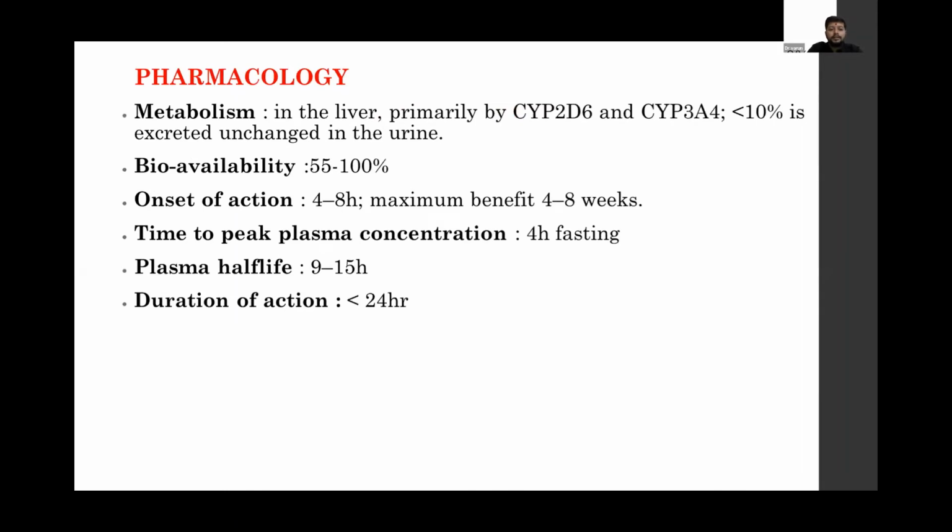The pharmacology includes metabolism, which is in the liver primarily by CYP2D6 and CYP3A4, and less than 10% is excreted unchanged in the urine. Bioavailability is 55 to 100%, and onset of action is 4 to 8 hours, and maximum benefit can be achieved within 4 to 8 weeks. Plasma half-life is 9 to 15 hours, and duration of action is less than 24 hours.